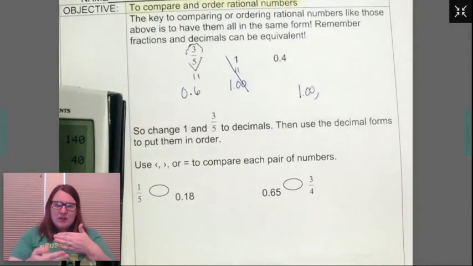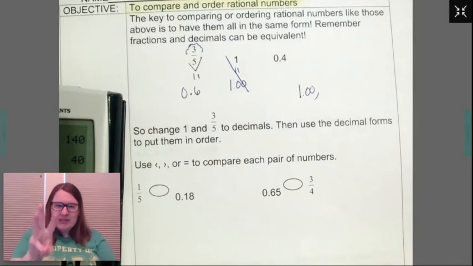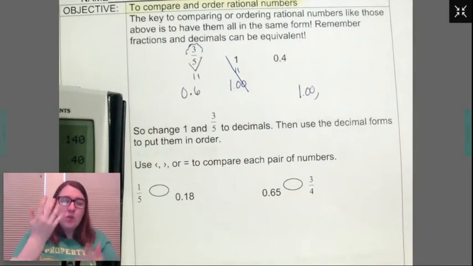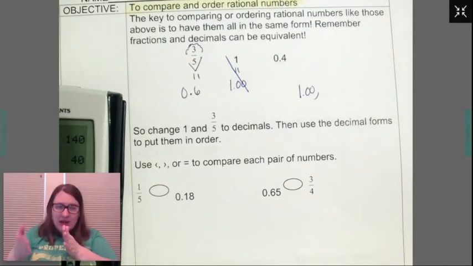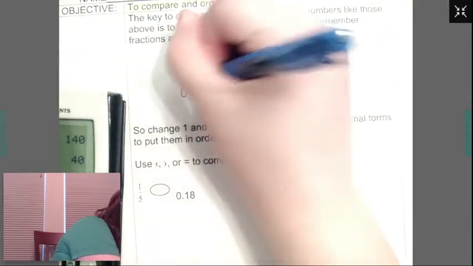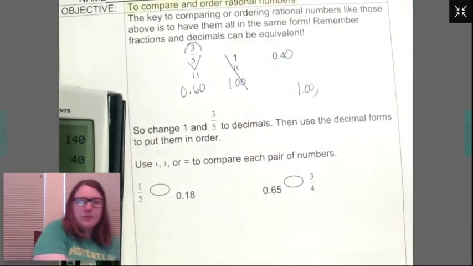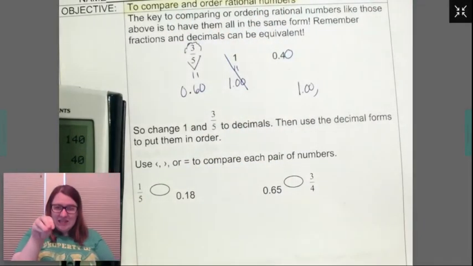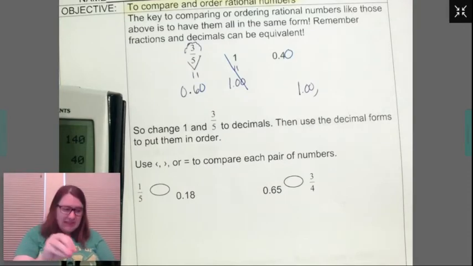What's next? What's the next greatest number? Is it 0.6 or 0.4? If you want to add a 0 behind it to help you think of it in cents, you can. So is 0.60 or 0.40 greater? 0.60.